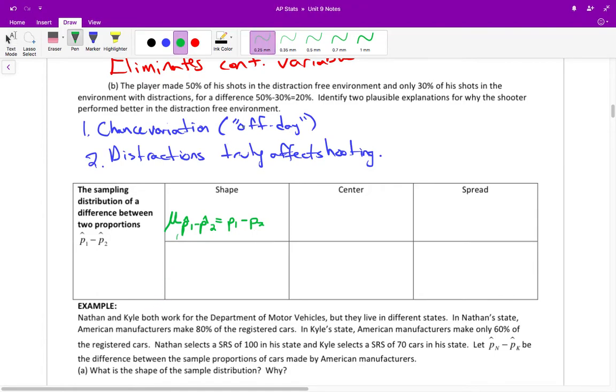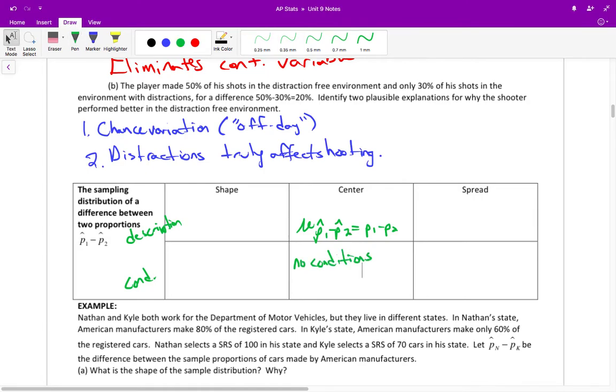There is your center. Why am I talking about that here? Let's just move that over to the middle column here. For the center, your mean of the two proportions, p hat 1 minus p hat 2, again, just take the two proportions and subtract them. Now, as far as any conditions, which is what this second row is, the first row is kind of your description. The second row is your conditions. For the center, there are no conditions that need to be met. You're good to go ahead and do this anytime, no matter what.